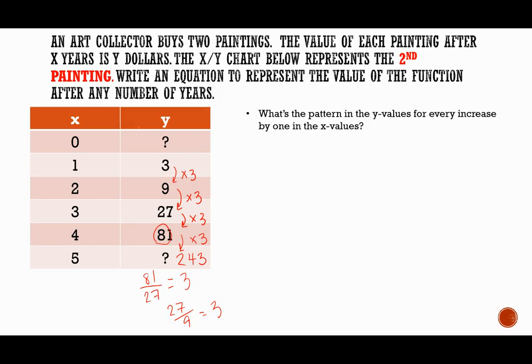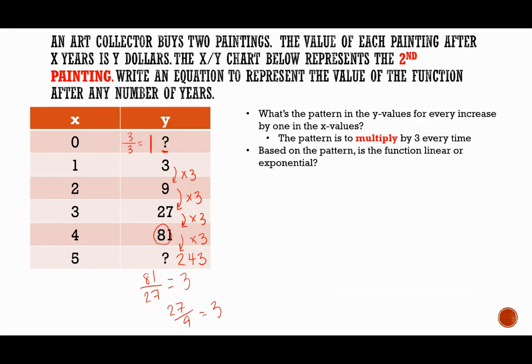If I want to work backwards to determine the value of this question mark, I would divide 3 by 3 as opposed to multiplying, and the result is 1. All right, so what is the type of function I'm working with? If I'm multiplying, then I'm working with an exponential function, and I'm trying to figure out my initial value a and my common ratio b.